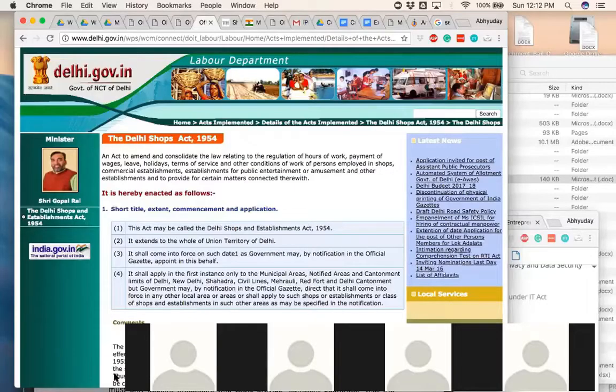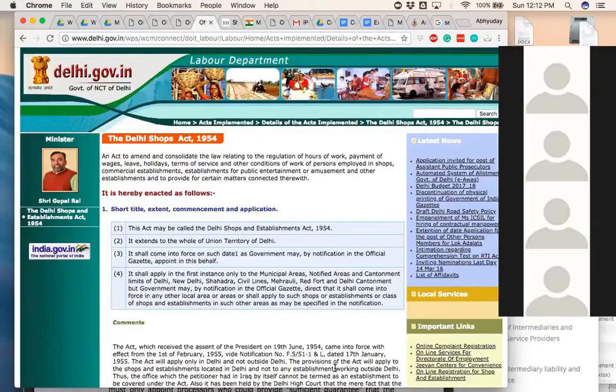So the Shops and Establishments Act is different for every state. What you need to distinguish this with is that if there is a factory, then you have to apply the Factories Act. If there is a shop or an office or a commercial establishment, then you have to apply the Shops and Establishments Act. Okay. Now let us look at which are the situations in which this is applicable and when it is not.